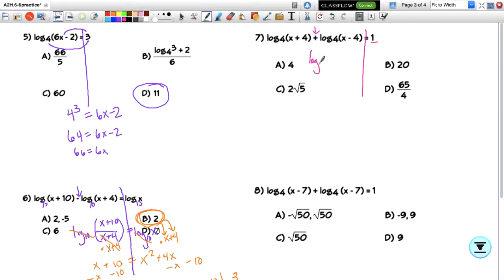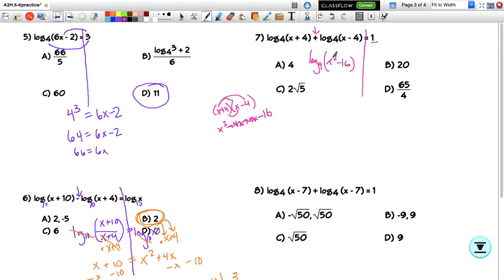I'll have log base 4 of, I got to do these. I have to multiply these 2 together. So I'm going to have x plus 4 times x minus 4. This, I'm noticing right now, is what happens when we have a difference of squares. So I already know what the answer is going to be, but we'll go through it anyways. x squared minus 4x plus 4x minus 16. And our little middle terms just canceled, and we're left with x squared minus 16.